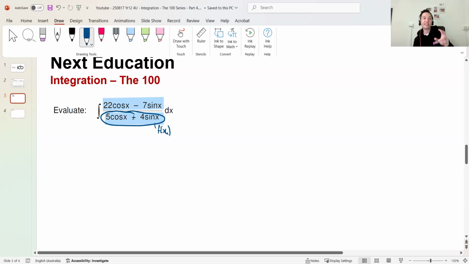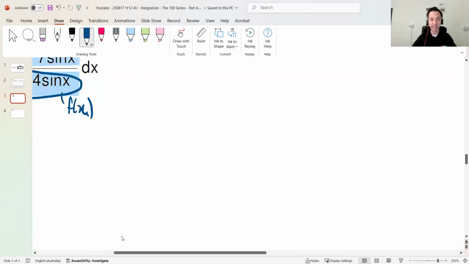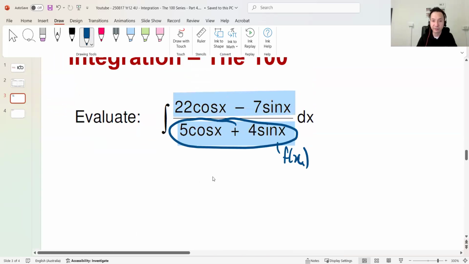You almost always express the top as an expression that is a combination of the function and its derivative. Because when you split it, if it's the function on the function, it's easy to integrate. And if it's the derivative on the function, we can use ln, right? So if that's the function, then the derivative of the function, quickly differentiating, is minus 5 sine x plus 4 cos x, right?